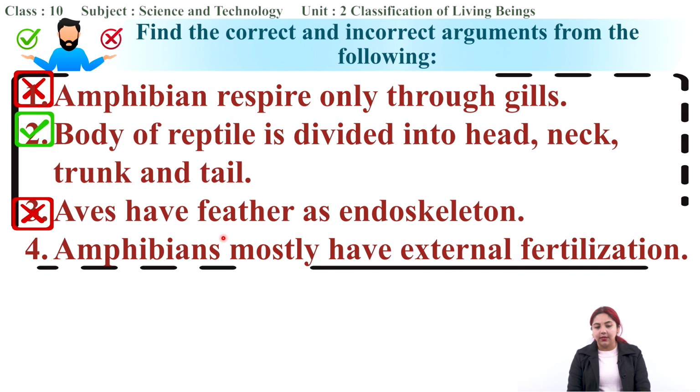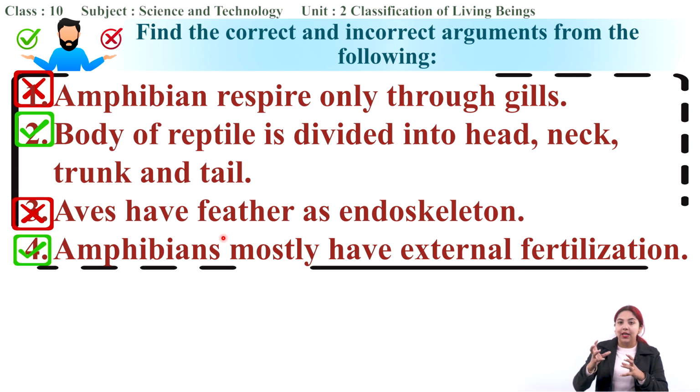Now, the fourth argument is amphibians mostly have external fertilization. Is this correct? Yes, it's correct, because as I've said, the females lay eggs in the water, and the males release sperms all over the eggs in the water. So the sperm does not fertilize an egg inside the female body, it fertilizes it in the water, that is in the external environment outside the female body. So amphibians mostly have external fertilization.